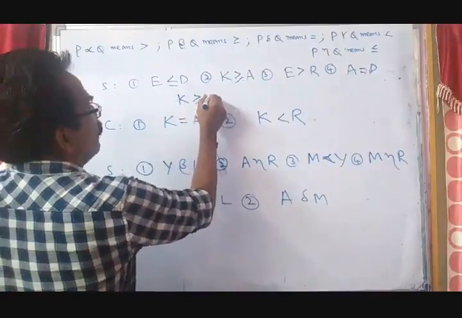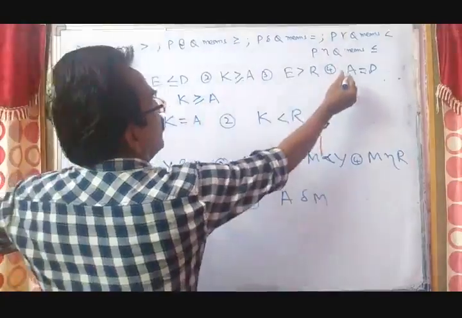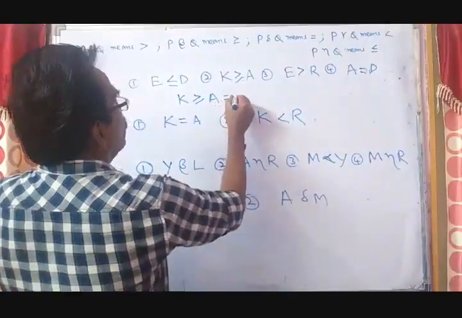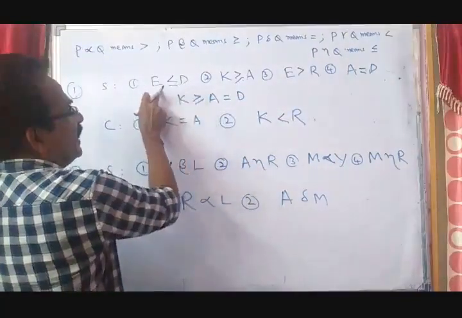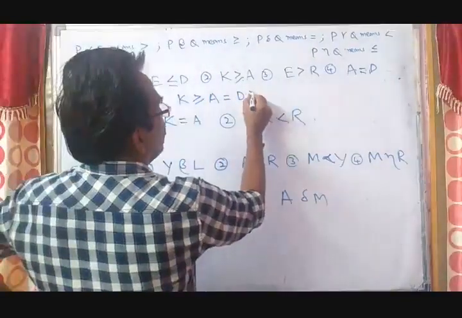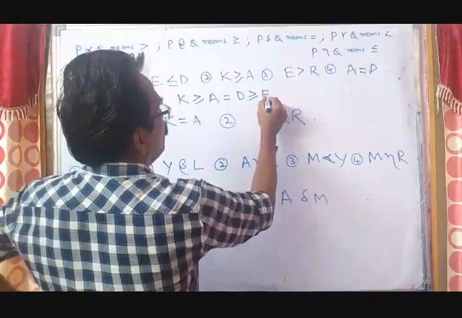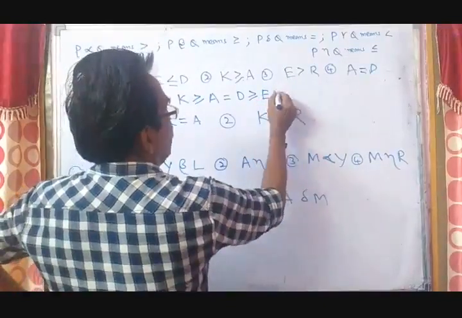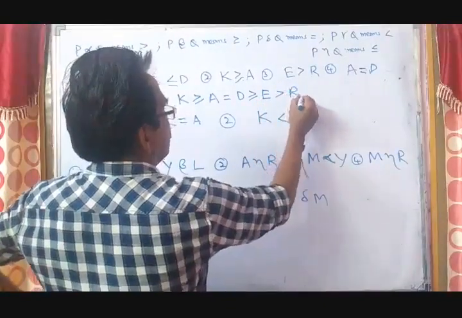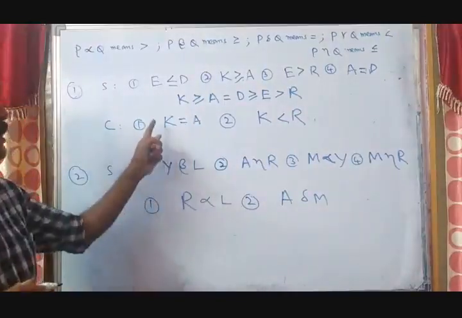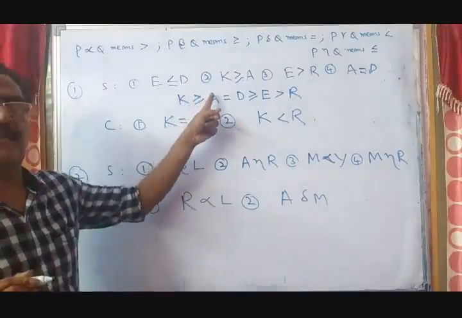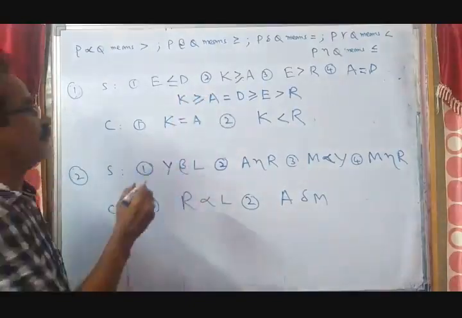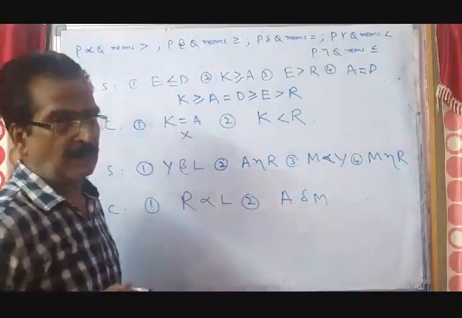K greater than or equal to A. A is equal to D. D greater than or equal to E. E greater than R. Now, K is equal to A? No. K is greater than or equal to A. First conclusion does not follow.